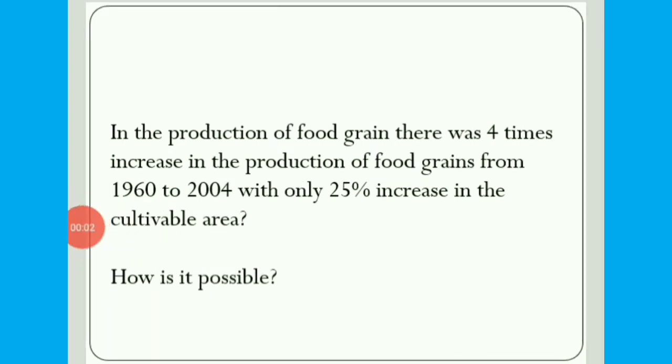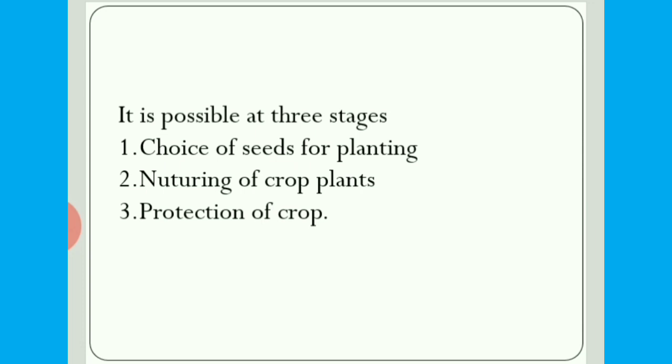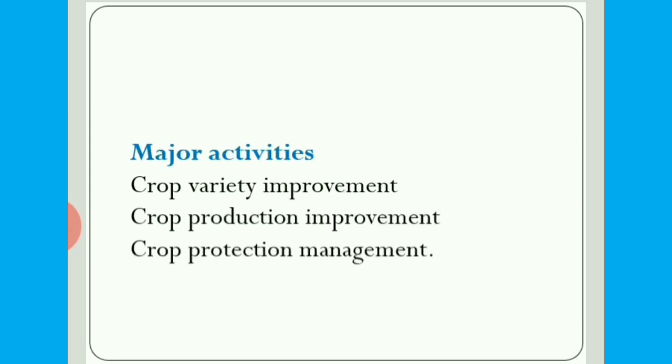There was a 4 times increase in the production of food grains from 1960 to 2004 with only 25% increase in the cultivable area. So let us see how it is possible. It is possible by 3 criteria. The first one, the choice of seeds for planting. Second, nurturing of the crop plants. Nurturing is the growing of the crop plants. Third one is production of crop plants. So these 3 major activities we are going to see elaborately in the coming session. That is crop variety improvement, crop production improvement, crop protection management.